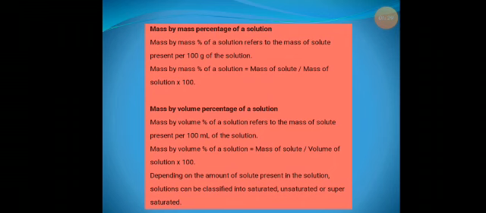Mass by volume percentage of a solution refers to the mass of solute present per 100 ml of the solution. Mass by volume percentage of a solution is equal to mass of solute by volume of solution into 100. Depending on the amount of solute present in the solution, solutions can be classified into saturated solution, unsaturated solution, or supersaturated solution. Mass by mass percentage of a solution is equal to mass of solute by mass of solution into 100. Mass by volume percentage of a solution is equal to mass of solute by volume of solution into 100.